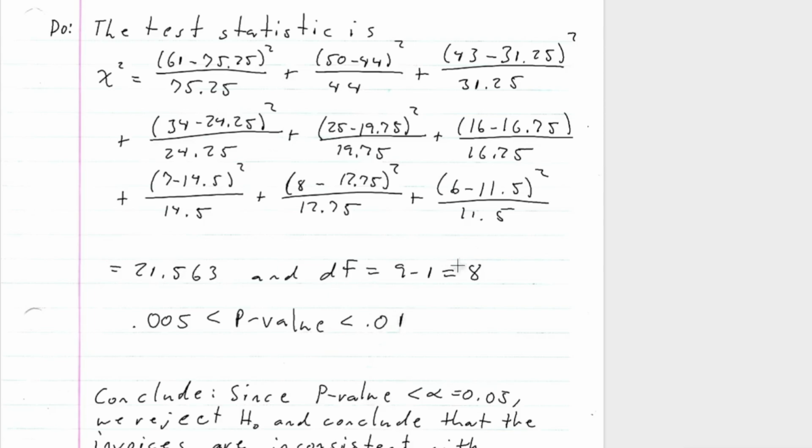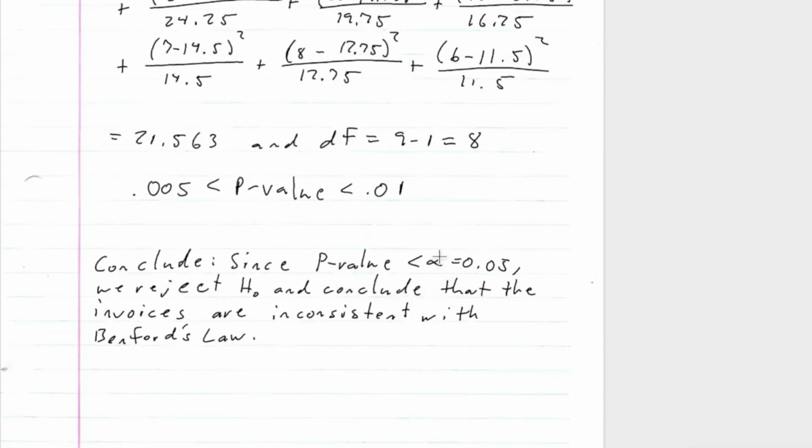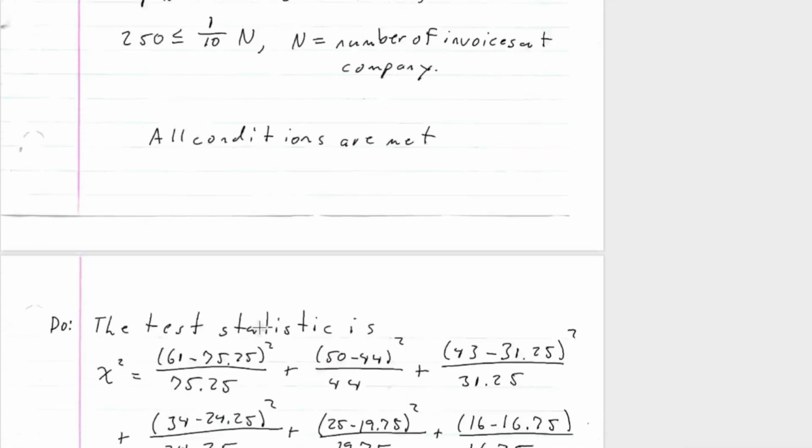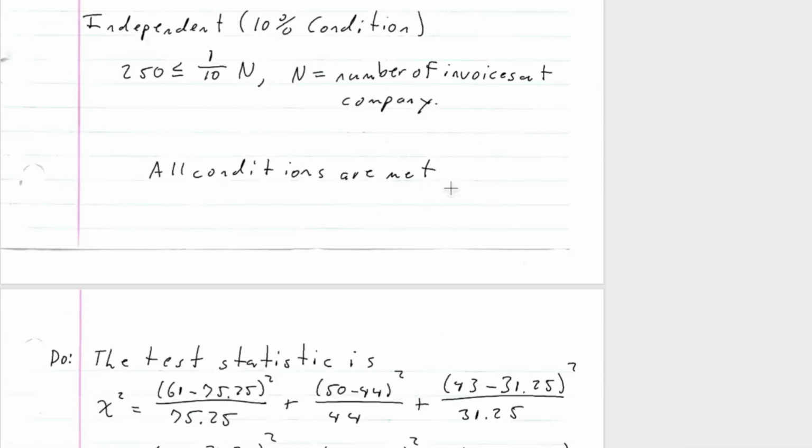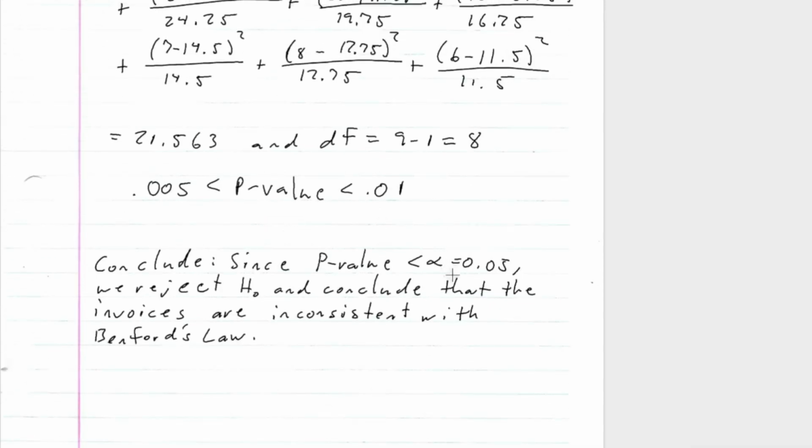So the p-value is definitely less than alpha, which is 0.05. So we reject H naught. We reject the notion that this sample follows Benford's law. So we conclude that the invoices are inconsistent with Benford's law.